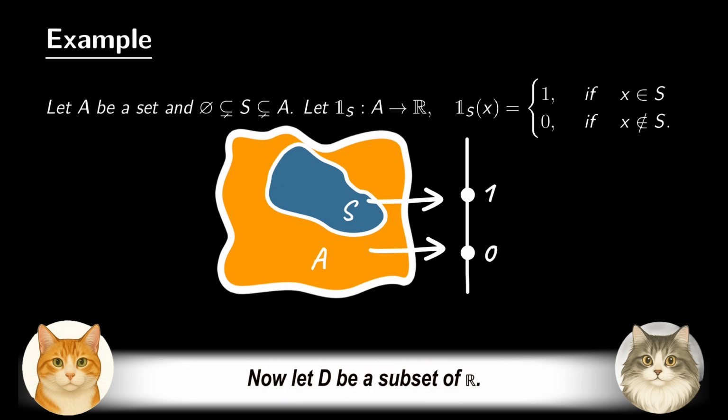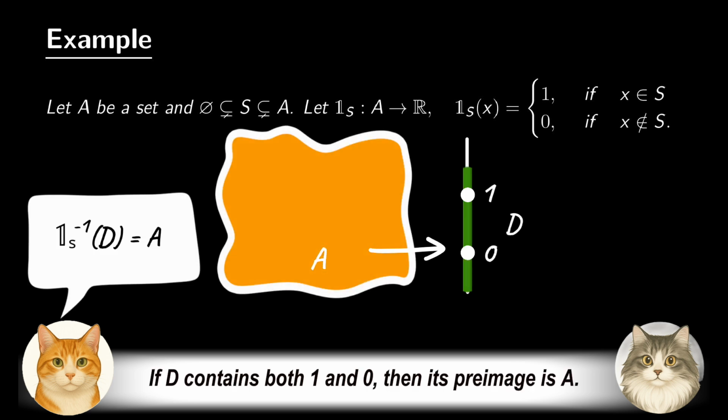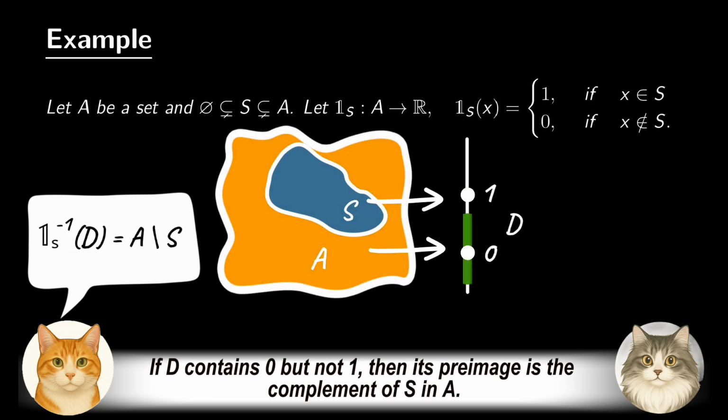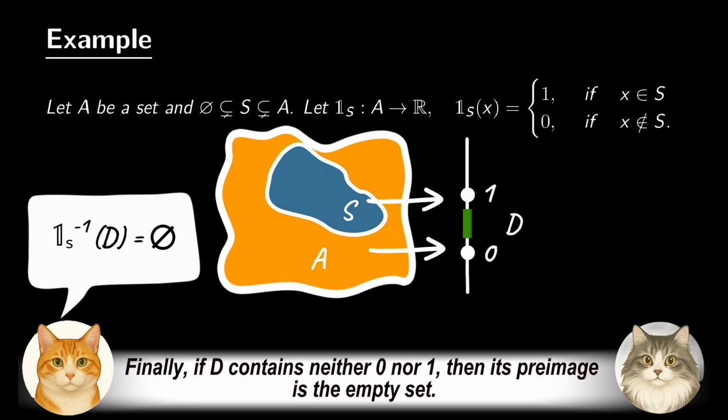Now let D be a subset of R. If D contains both 1 and 0, then its preimage is A. If D contains 1 but not 0, then its preimage is S. If D contains 0 but not 1, then its preimage is the complement of S in A. Finally, if D contains neither 0 nor 1, then its preimage is the empty set.